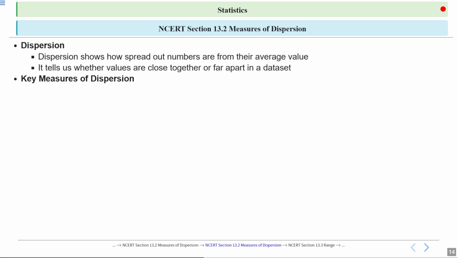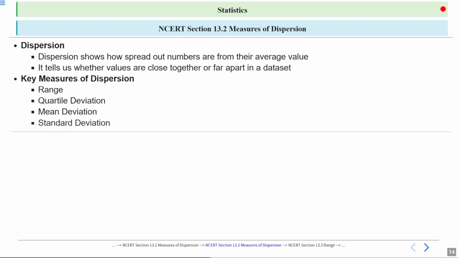Now, let's look at the key measures of dispersion. The first measure of dispersion is the range. Next, we have the quartile deviation, also known as the interquartile range. Then, the mean deviation is another measure of dispersion. Finally, we have the standard deviation. These are the key measures of dispersion.